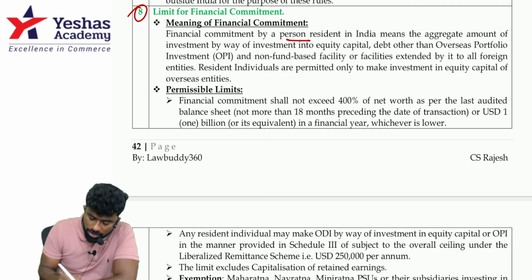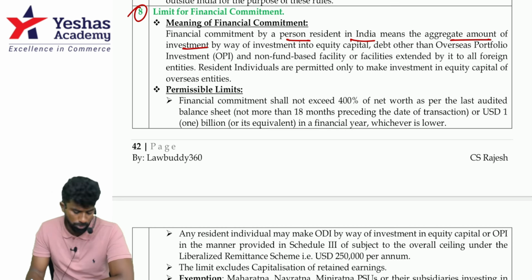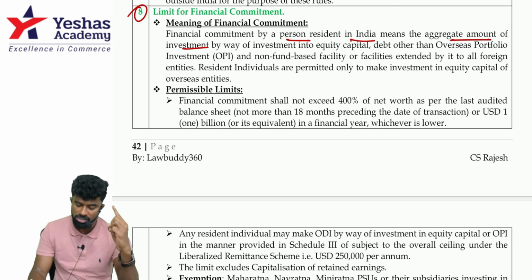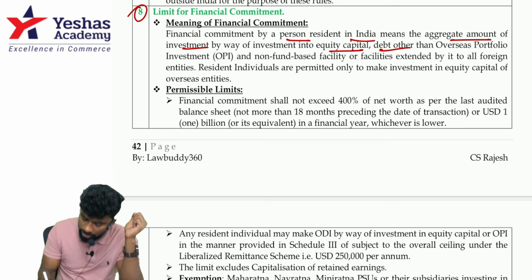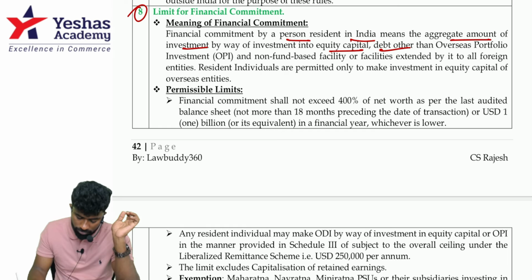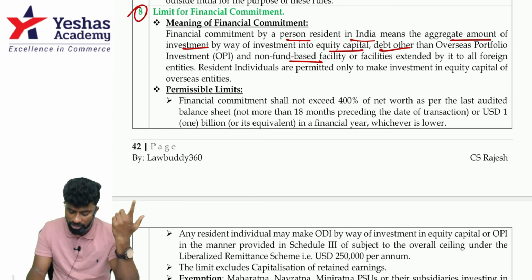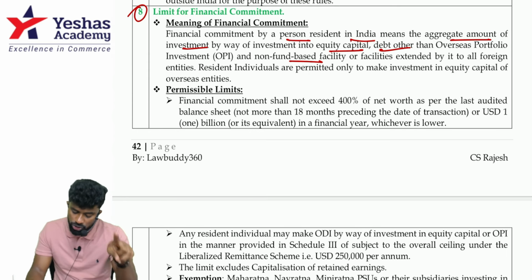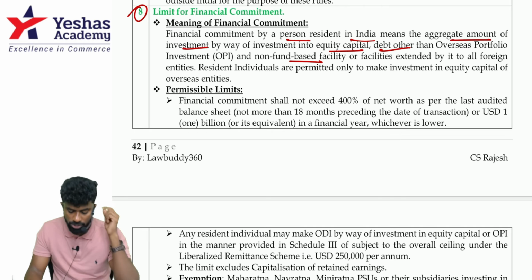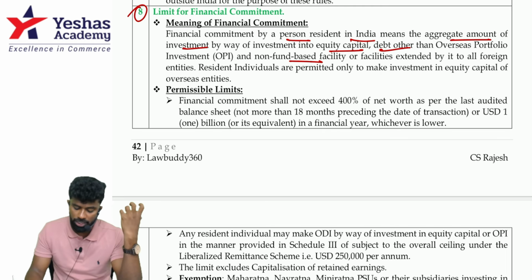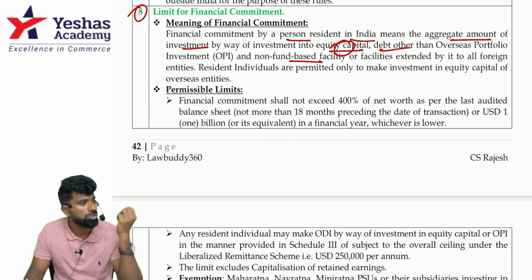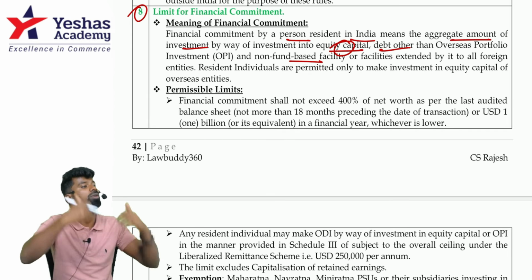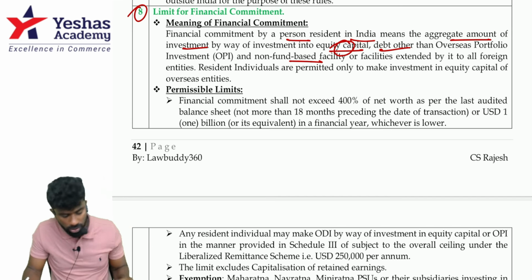Financial commitment by a person resident in India means the aggregate amount of investment. Underline aggregate amount of investment by way of investment into the equity capital, debt other than overseas portfolio investment, and non-fund based facility or facilities extended by it to all foreign entities. That is called what? Commitment means the aggregate amount of investment into what capital? Equity capital and also debt capital. The amount of investment you have given as a commitment to the foreign entity is called what?